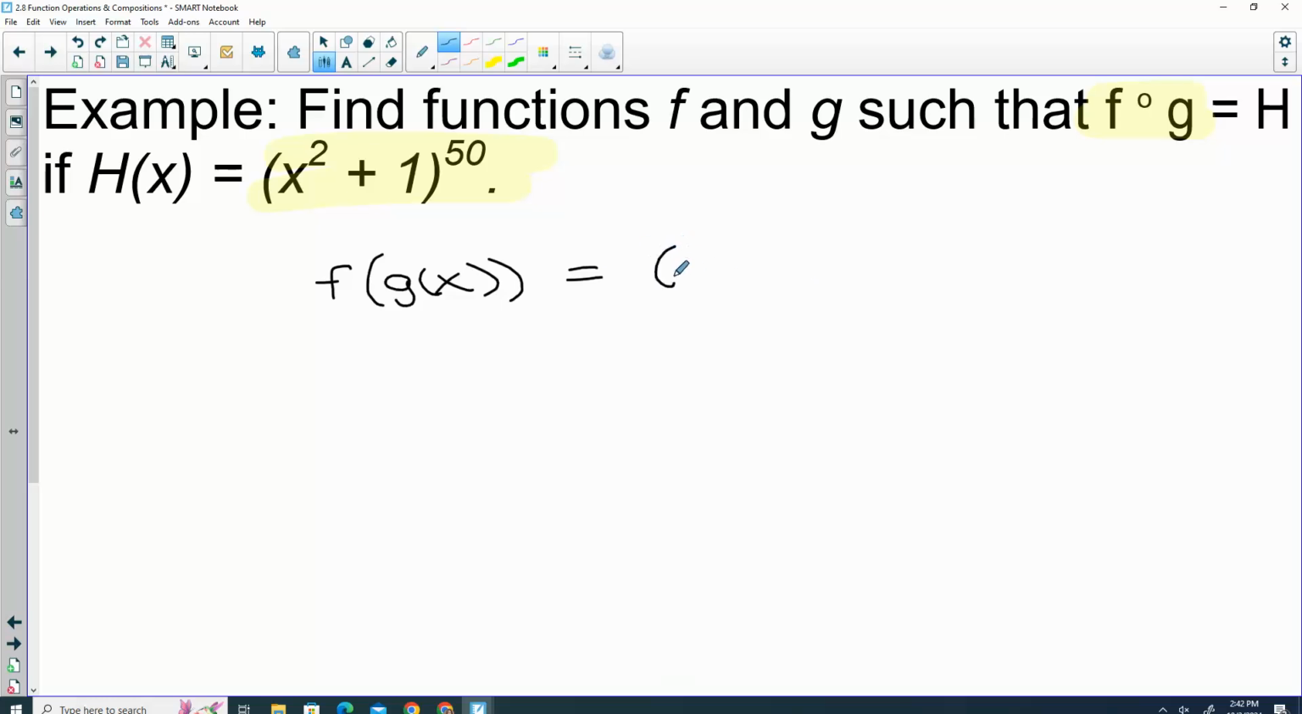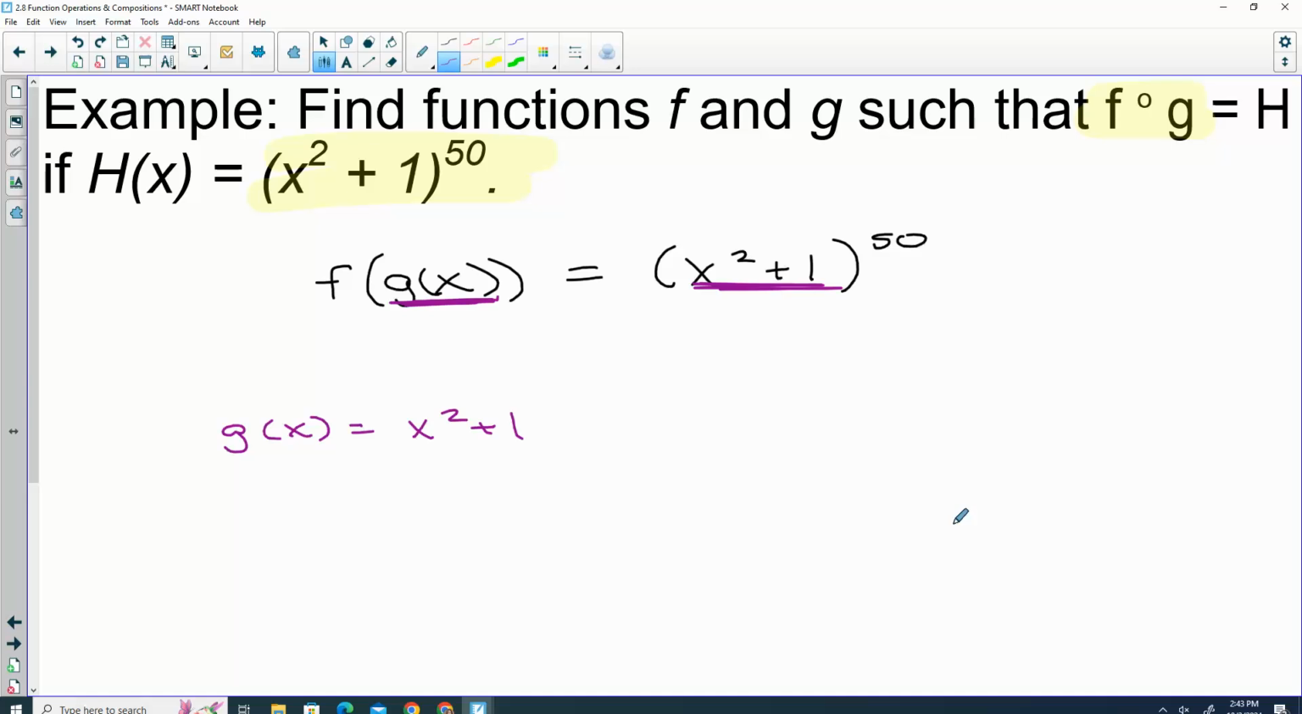So this is equal to x squared plus 1 to the 50th. Look at how this is evaluated. We start on the inside. That's my g of x. What is the inside over here? x squared plus 1. So g of x could be x squared plus 1. Is everyone okay with that?